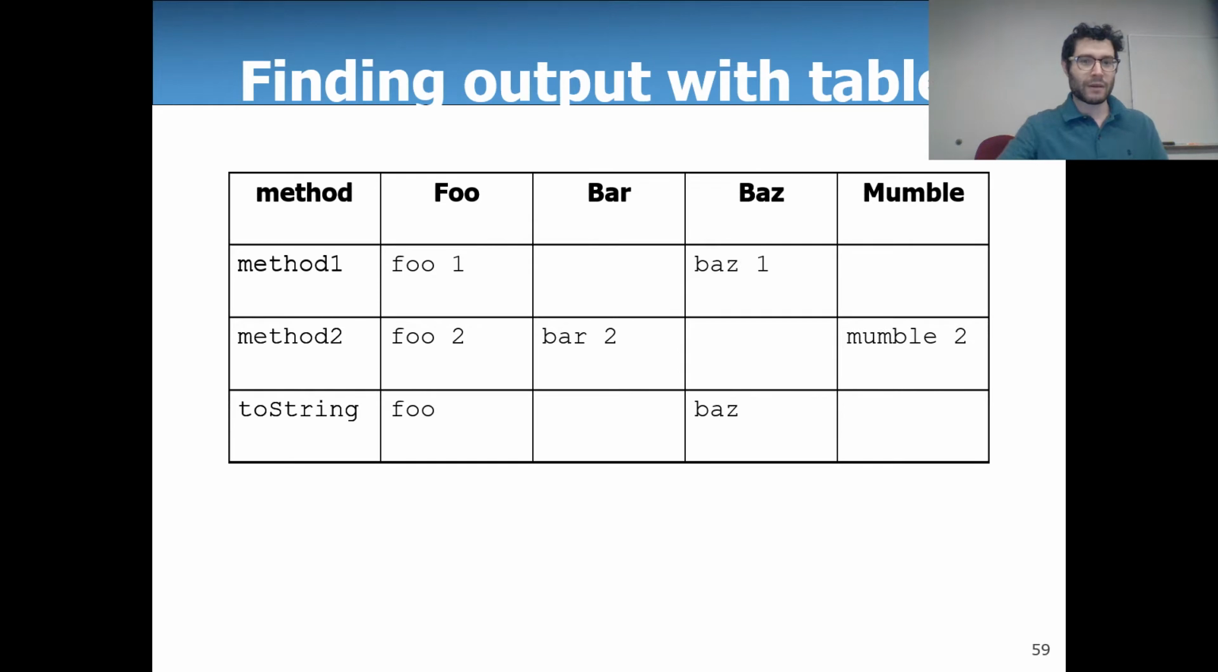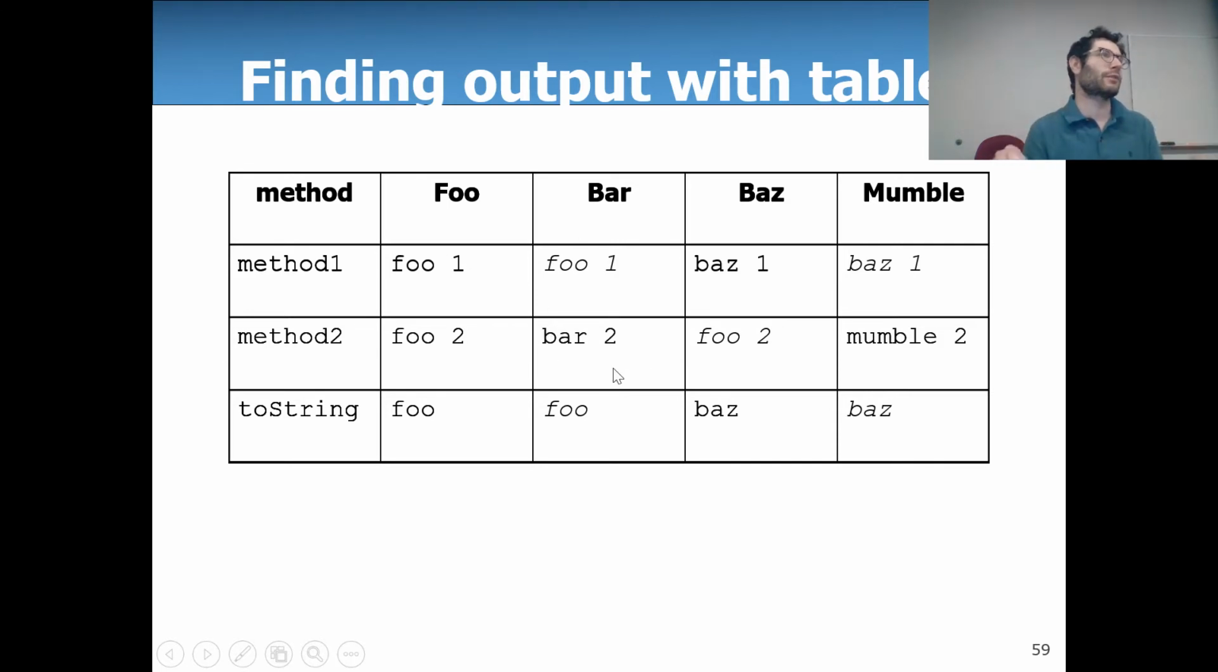So we put down foo over here, and then we know that bar's method 2 is bar 2. We know baz's method 1 is baz1, and its toString is baz, and mumble's over here is mumble 2. So we fill out everything that's defined, and then we fill in the gaps with inheritance, right? So you make a table like this.